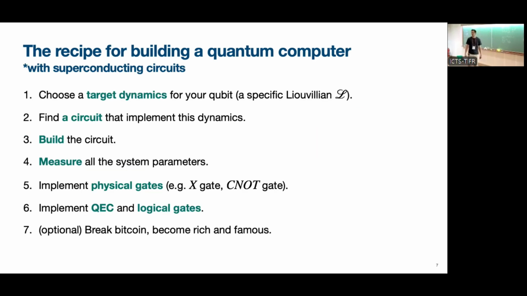All right, so I'll give you the secret recipe now to build a quantum computer. You choose some target dynamics to stabilize your qubit. You find a circuit that implements this dynamics. You build the circuit. You measure all the parameters, implement physical gates, logical gates, and quantum error correction, and you become rich and famous. So today we will focus on the fourth step, which is to characterize the system you're working with.